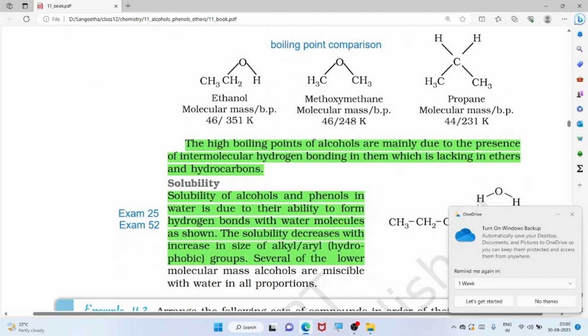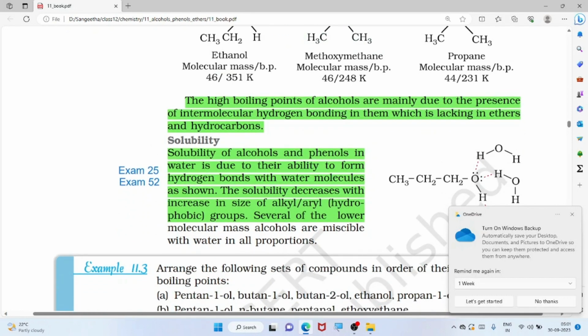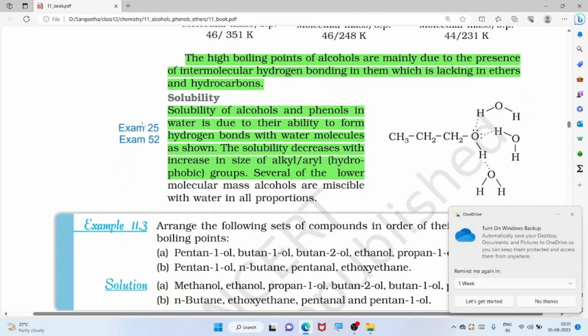Boiling point comparison. Look at this. This is the molecular mass of the alcohol, and here this is 44 and this is 46. Comparable molecular mass, but here we have more branching. That is why boiling point is less here, and this is more here. The high boiling point of alcohol is mainly due to the presence of intermolecular hydrogen bonding. Alcohol forms intermolecular hydrogen bonding.